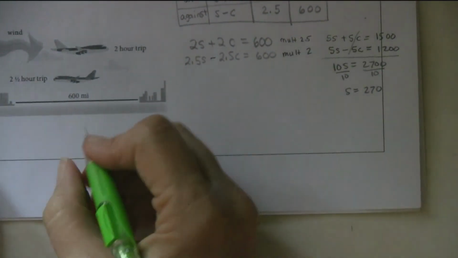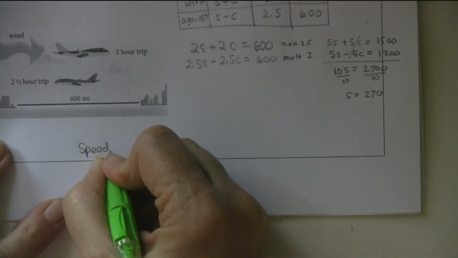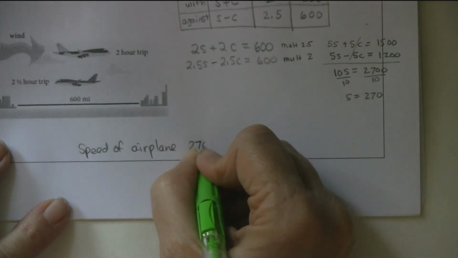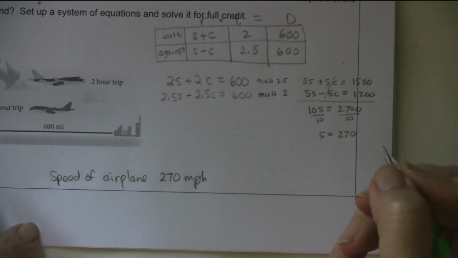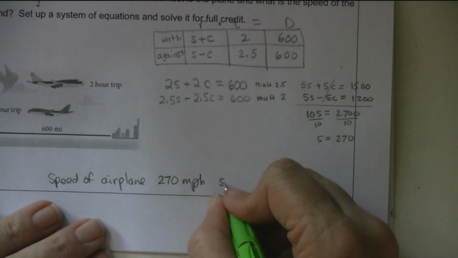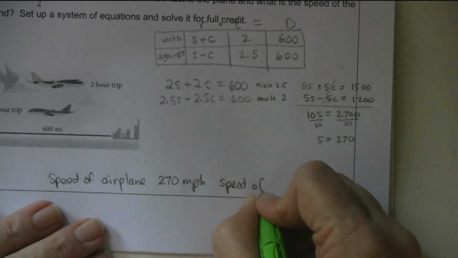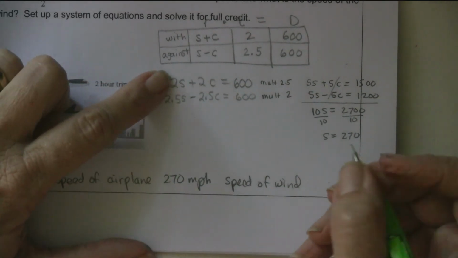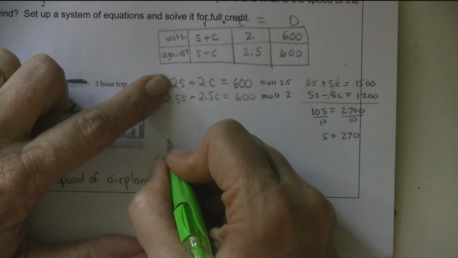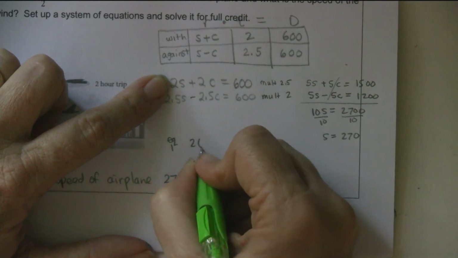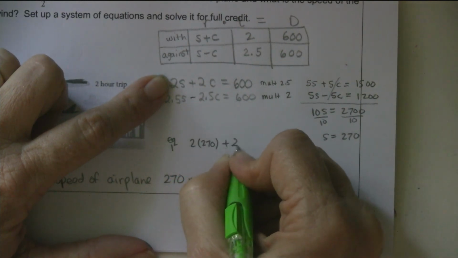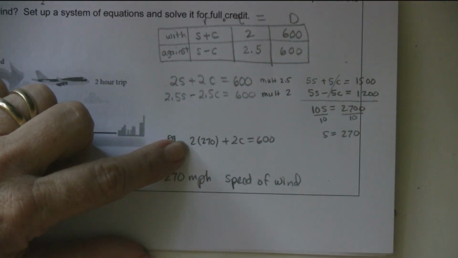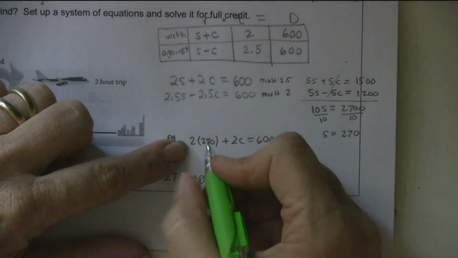They didn't put that down here, but I'm going to put it right here: speed of airplane, 270 miles per hour. Now I want to find the current, which is the wind, the speed of the wind. You can plug it into either one of the equations, so I'm going to plug it into this equation arbitrarily. Equation 1 tells me that 2 times 270 plus 2 times C equals 600. 2 times 270 is 540.